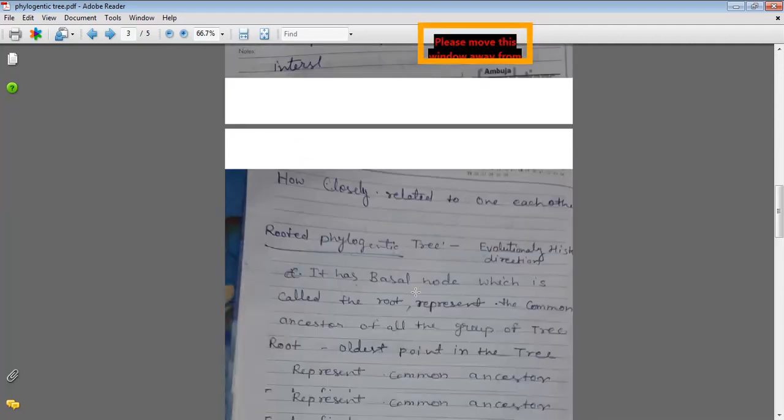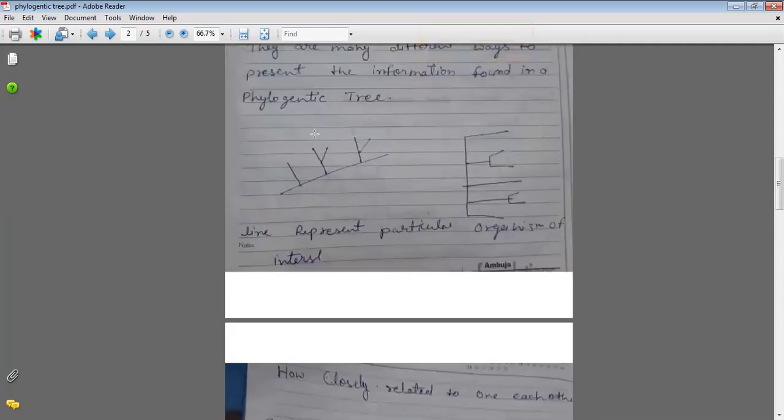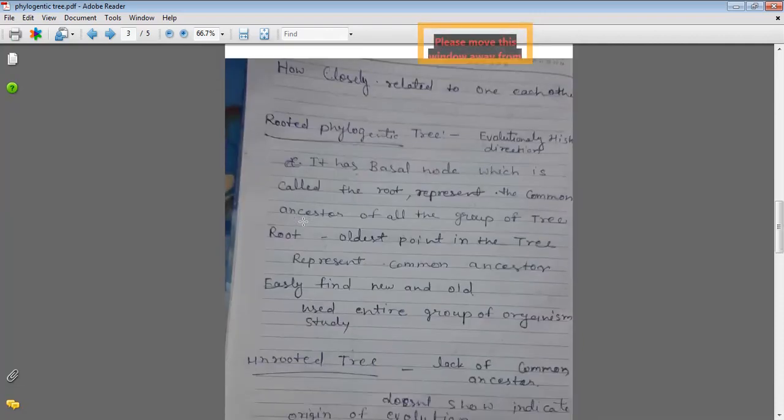There are some kinds of phylogenetic tree. The first is the rooted phylogenetic tree, which shows the direction of evolutionary history. It has a basal node, called the root, which represents the common ancestor of all the groups in the tree. The root is the oldest point in the tree, which is this one, and it represents the common ancestor, making it easy to find what is new or old, for the entire group of organisms.